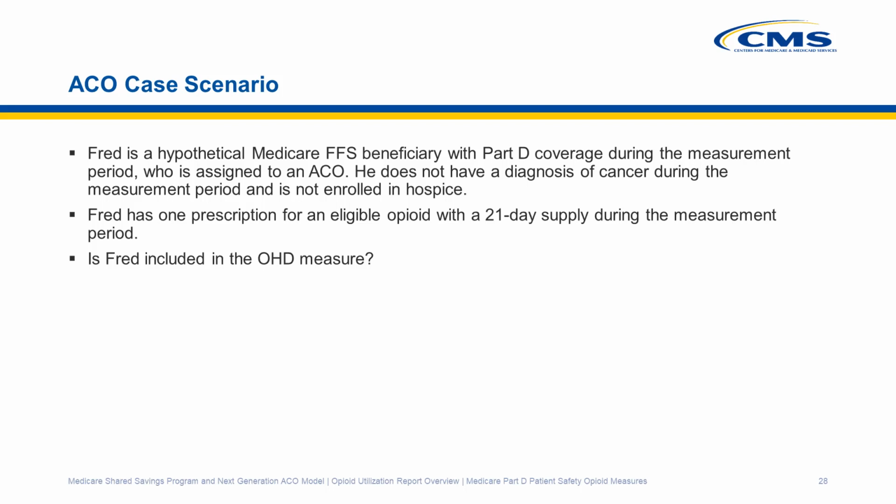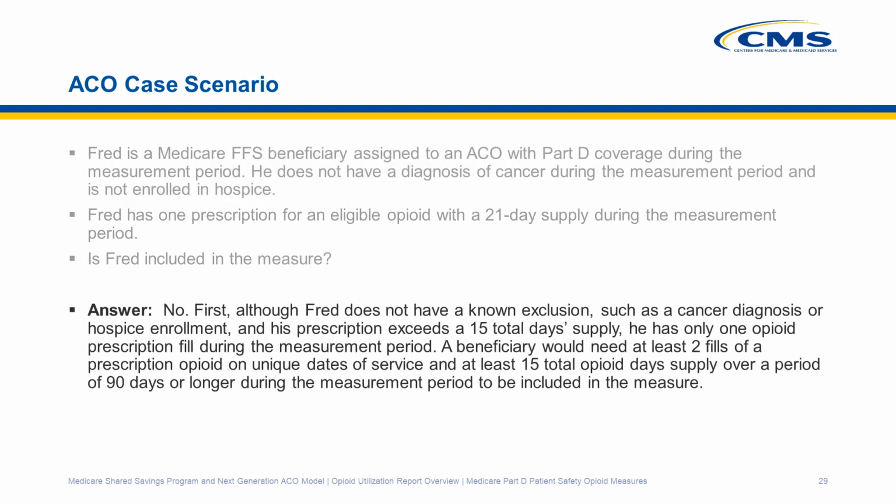Is Fred included in the OHD measure per the inclusion and exclusion criteria as identified in the ACO Opioid Utilization Report? The answer is no. He would not be included in the measure. Why is that? First, although Fred does not have a known exclusion, such as a cancer diagnosis or hospice enrollment, and his prescription exceeds a 15 total day supply, he has only 1 opioid prescription fill during the measurement period. A beneficiary would need at least 2 fills of a prescription opioid on unique dates of service and at least 15 total days supply over a period of 90 days or longer during the measurement period to be included in the measure.